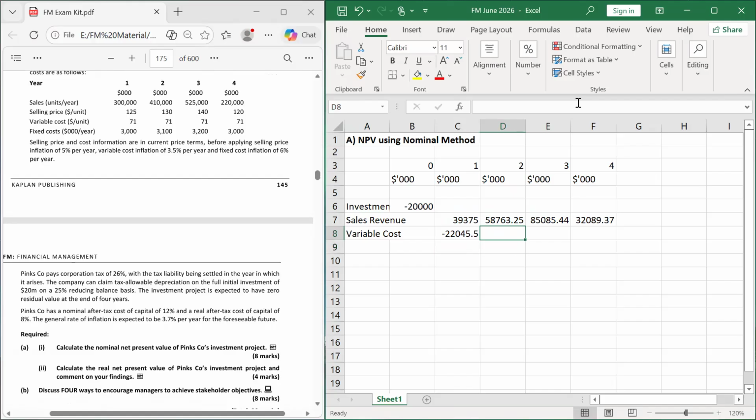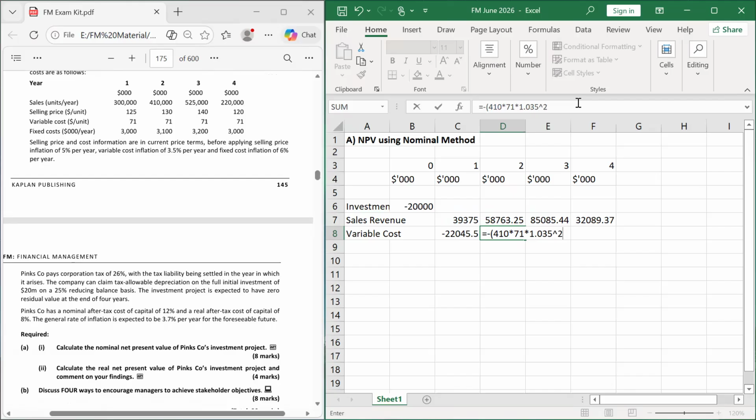Then for the second year, it is equal to negative, sales units are 410 and variable cost per unit is again 71, and now you multiply that with 1.035 power 2.